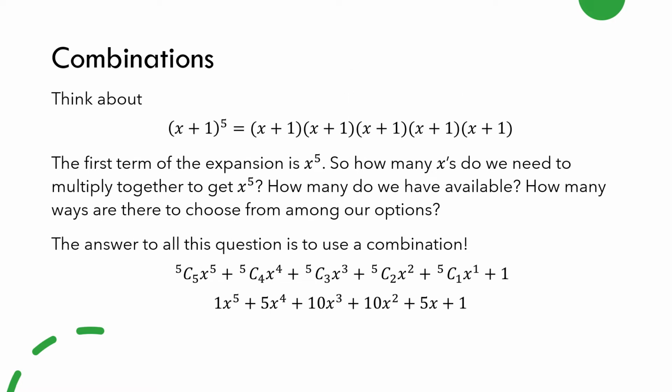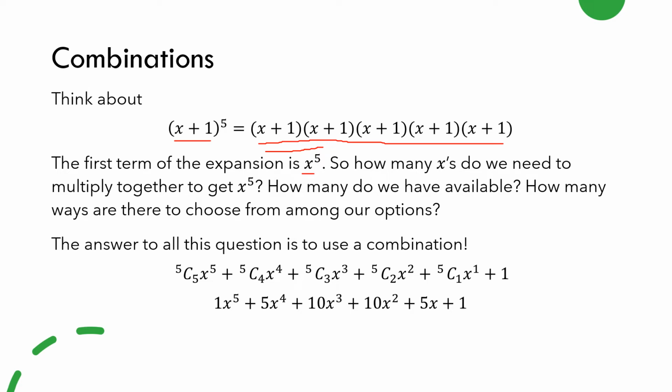So think about the expansion of the binomial x plus 1 to the fifth. If we write it out, it could be written out like this in kind of the factors, x plus 1 over and over. Now the first term of the expansion is x to the fifth. But how many x's do we need to multiply together to get x to the fifth? Well, obviously we have to multiply 5 together to get x to the fifth. Now if you look over here on the right hand side of this equation, how many x's do we have available? Well, we have 5 available.